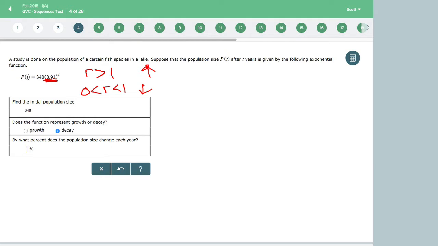By what percent? In order to find that, just find the difference between that number and 1. So 0.91 is 0.09 away from 1, and you can just do 1 minus that number. Now move the decimal 2 times, and you have 9%. So it's decaying at a rate of 9%.